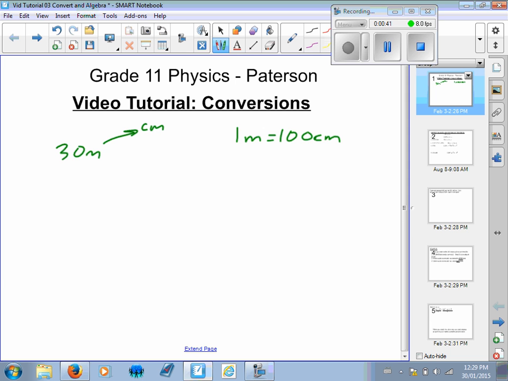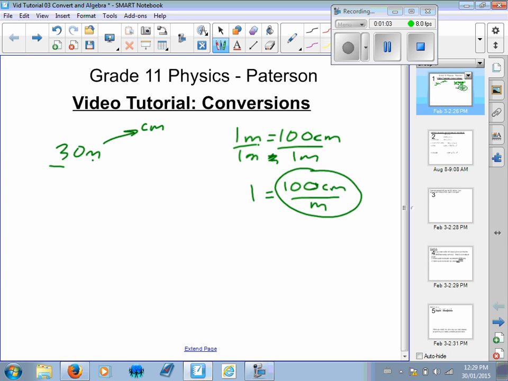Now, if I want to cancel meters in this equation, then I have to divide by meters. So I'm going to divide both sides of this equation by meters. When I do that, I get 1 on one side and 100 centimeters per meter on the other. So I can call this 1. This is equal to 1. So I'm going to multiply my original number by 1.